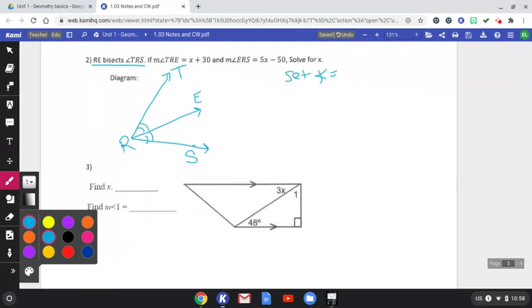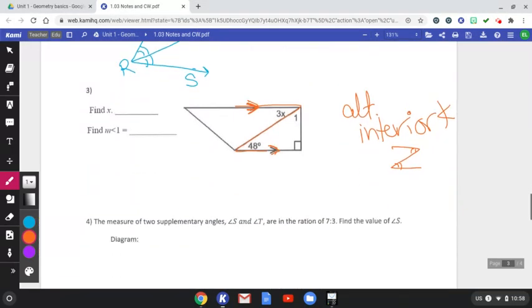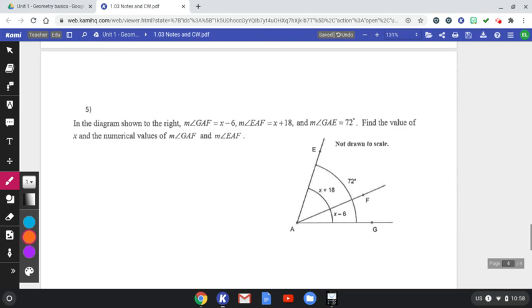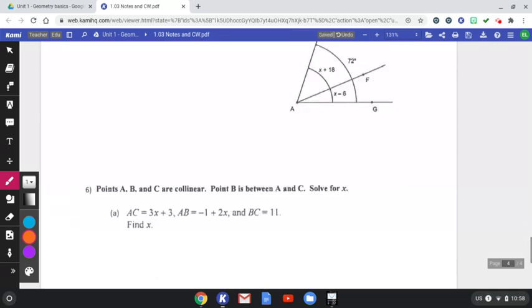Number 3, these little arrows show you that the lines are parallel. So what we can do is assume the alternate interior angles here. If you need help remembering alternate interior angles, I like to draw in the Z, and the angles in the Z are equal to each other. Look back at your notes 102 if you need help with that. Number 4, I'm going to have you skip. 5 should be pretty self-explanatory.